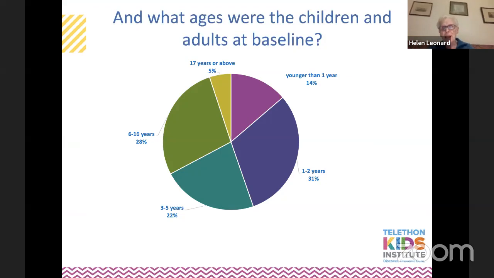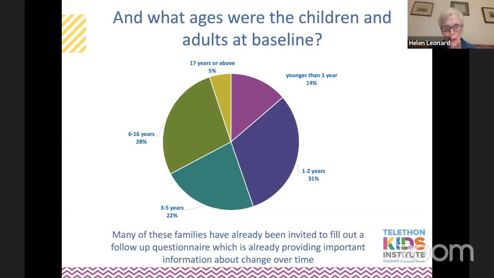So what were the ages of the children and adults in our study when the parents filled out the questionnaire? 14% were younger than 1 year, 31% between 1 and 2, 22% between 3 and 5 years, 6 to 16 years, 28%, and only 5% were 17 years or above. Now, this was at baseline, and many of these families have already been invited to fill out a follow-up questionnaire, which is already providing important information about changes over time.